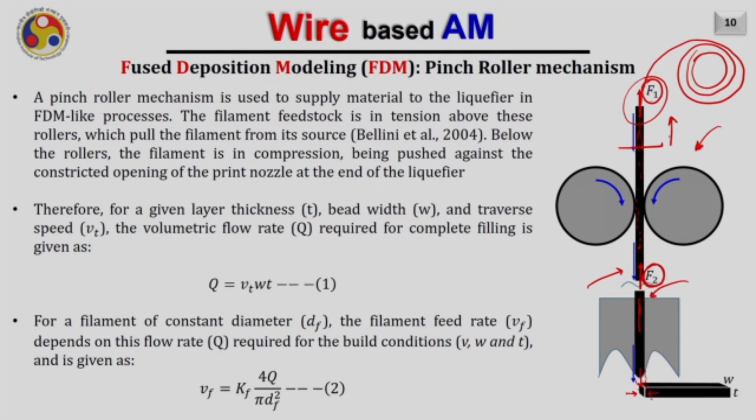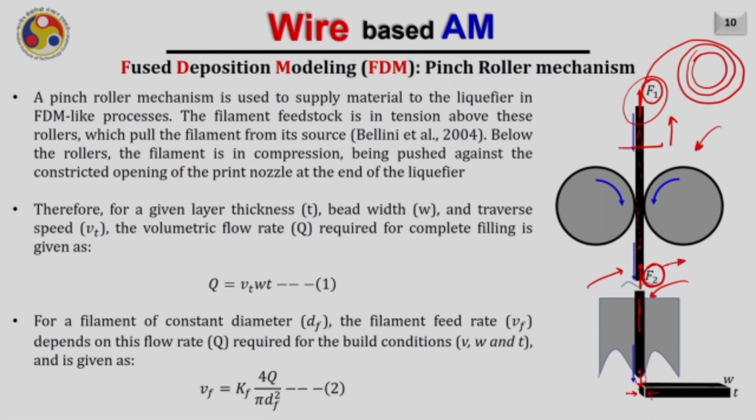So broadly, if you see, the wire at the top is subjected to a tension load, and the wire at the bottom is subjected to a compression load. How much this force F2 is, we will discuss after some time.